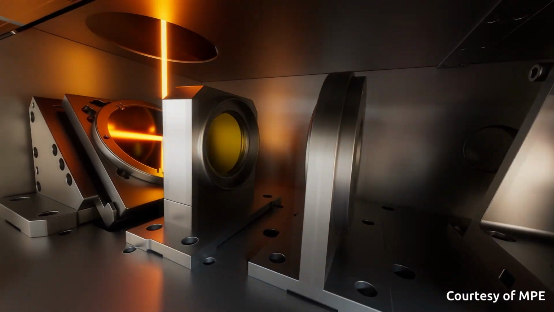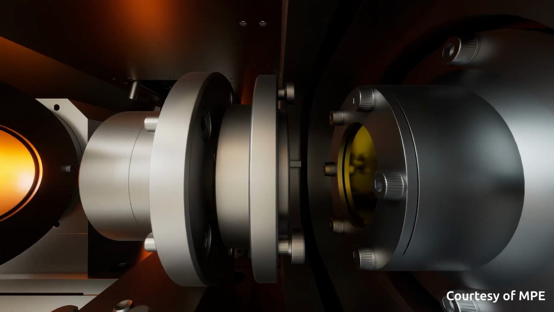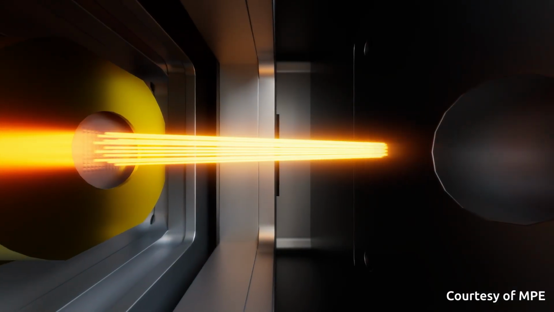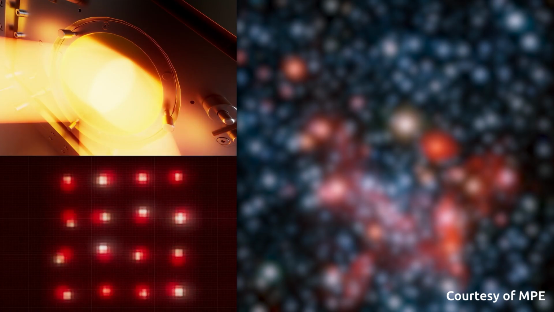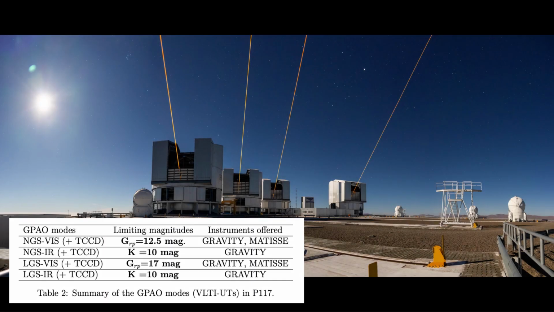The LGS visible mode is essential for providing high-order correction when natural guide stars are too faint, enabling corrections for stars as faint as GRP of 17. However, even when using LGS modes, a natural guide star is still required for performing low-order corrections. GPAO also provides near-infrared capabilities with the NGS infrared mode, renamed from the former GPAO system, and the LGS infrared mode, which analyze light in the H and K bands for a limiting magnitude of 10 in K band.